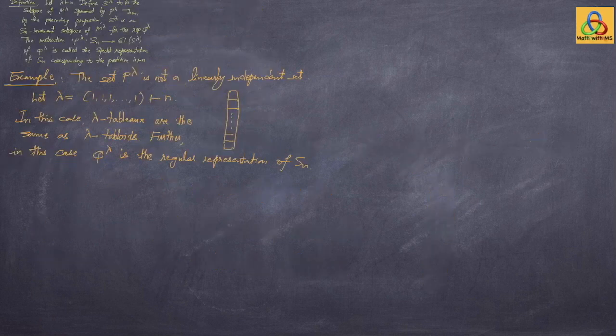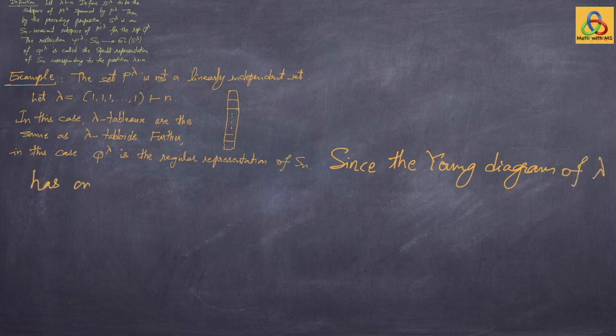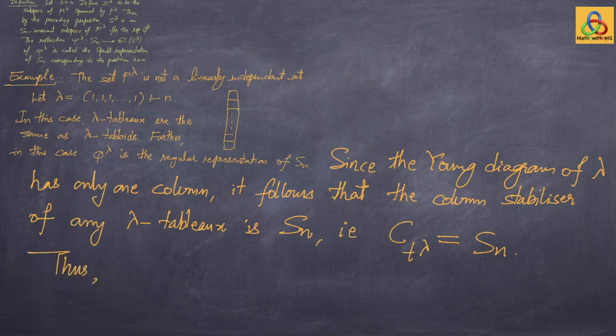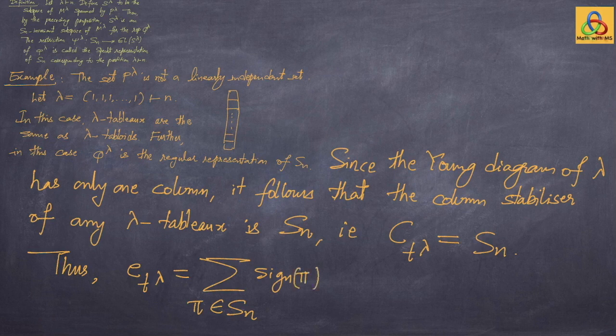The column stabilizer of any lambda tableau in this case is the whole of the symmetric group Sn. Since the Young diagram of lambda has only one column, it follows that the column stabilizer of any lambda tableau is the whole of the symmetric group Sn. That is, C of T lambda is simply Sn in this case for any lambda tableau T lambda. Thus, if we take any lambda tableau T lambda, what is the polytabloid corresponding to that? The polytabloid E of T lambda in this case by definition is the summation over permutations pi in the column stabilizer of T lambda, which is just the whole of the symmetric group, so pi belonging to Sn, of sign of pi times phi lambda evaluated at pi, but that is simply pi of the lambda tableau T lambda.